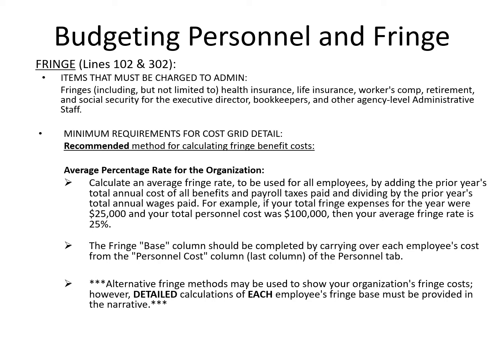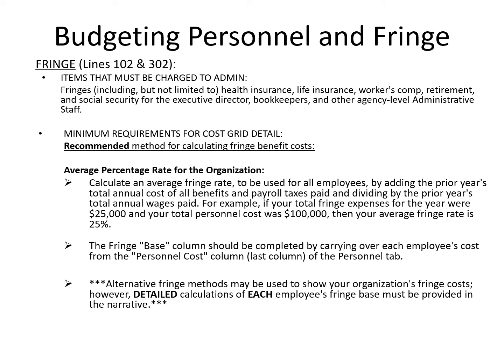So what we recommend is that you use an average percentage rate for your organization. So what you would do is calculate an average fringe rate to be used for all employees. It would be 1 percentage rate, and you would essentially calculate the average fringe benefit rate from the prior year. So you would take the cost of all benefits and you divide that for the prior year, all employee benefits for the prior year, and you divide that by the prior year's total annual wages. For example, if your total fringe expenses for the year were $25,000 and your total personnel cost was $100,000, then your average fringe rate would be 25%.